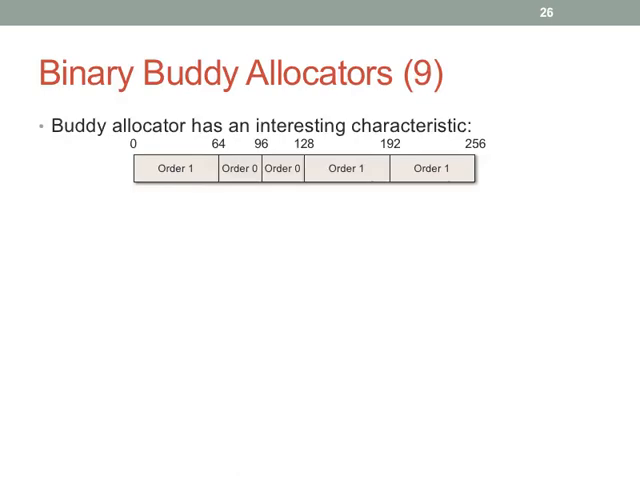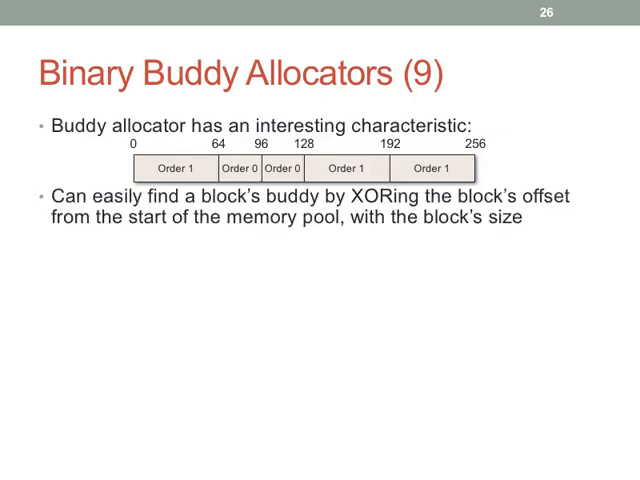So this is the thing that's really interesting about buddy allocators. Notice I have offsets from the start of the pool. There's a really easy trick to find a block's buddy, because the block's buddy tends to be at an offset with just 1 bit flipped as compared to the other buddy in the pair. You XOR the block's offset from the start of the memory pool with the block size, and that gives you the buddy address. So it becomes really easy to look up who your buddy is.